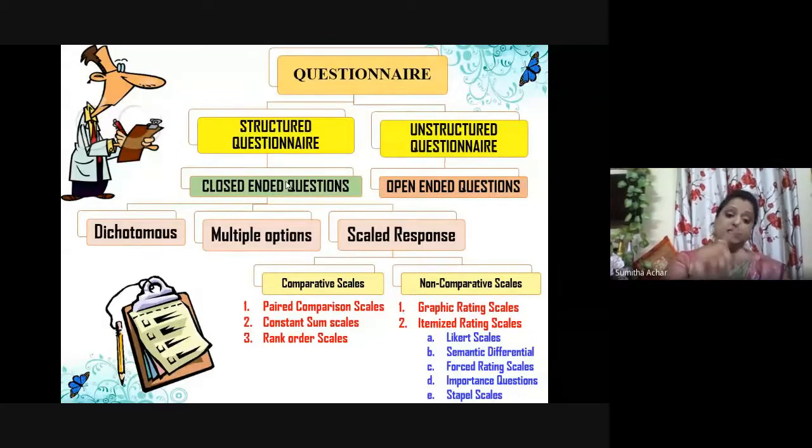Will you tick I'm SSLC also, I'm PUC also, I'm graduate also? You will not do it. What is your highest grade? That's why it's an ordinal scale, isn't it? What's the highest grade that you will be giving? So it's a multiple option, single response.